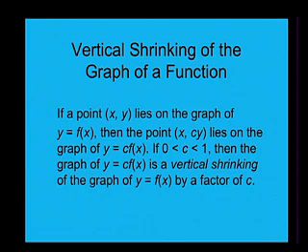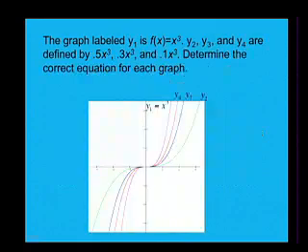If a point (x, y) lies on the graph of y = f(x), then the point (x, cy) lies on the graph of y = c f(x). If c is between 0 and 1, then the graph of y = c f(x) is a vertical shrinking of the graph of y = f(x) by a factor of c. Let's do an example of this.